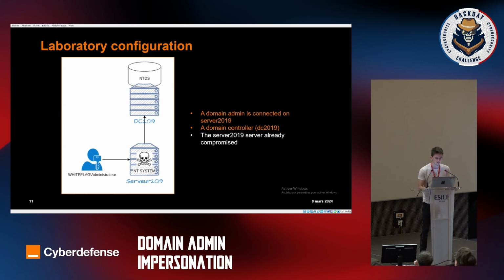The only thing we need to know is that we compromised this server. So we have got the NT Authority System account on it, which is the highest privilege account on the machine. And we know that an administrator of the domain is connected on it. What we want to do is to be able to usurp its identity in order to run commands as the highest privileged account of the domain. Got it?